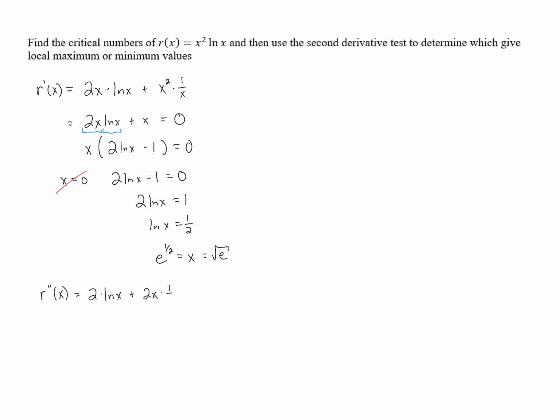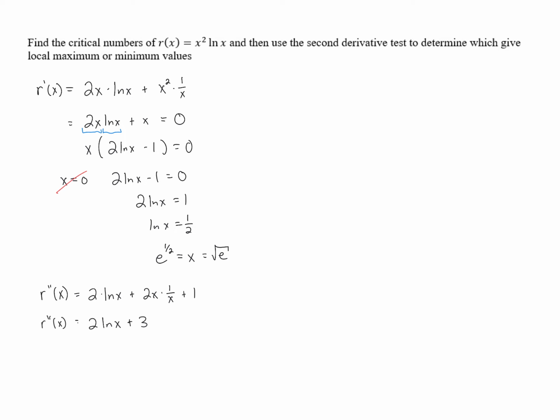The derivative of ln of x is 1 over x. And then remember, we also have this extra term of x, and the derivative of that is 1. So this gives us 2 ln of x plus, well, 2x times 1 over x is just 2, because the x's cancel. And then 2 plus 1 is 3. So we've got plus 3. That is our second derivative.